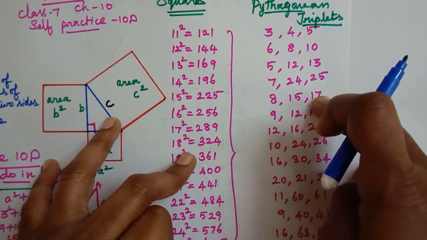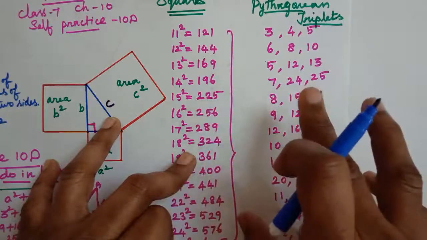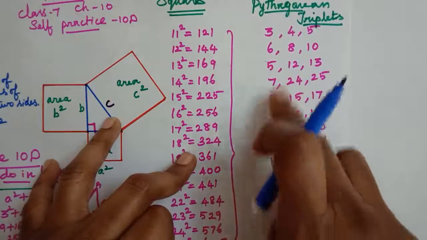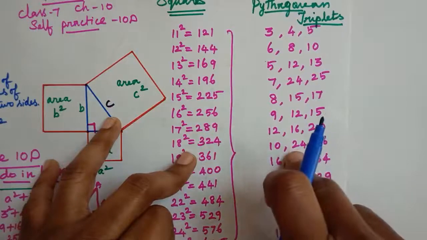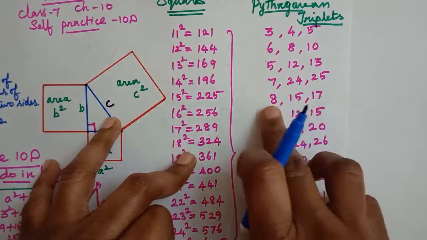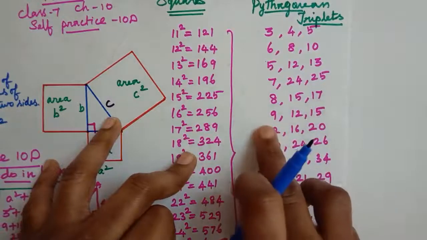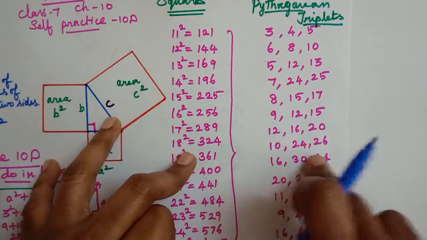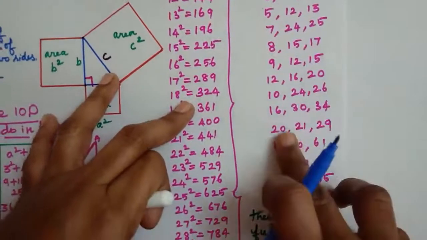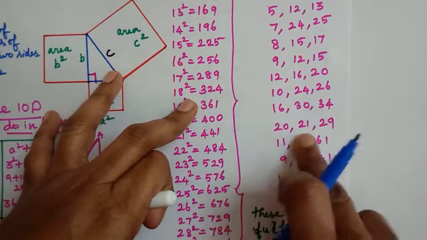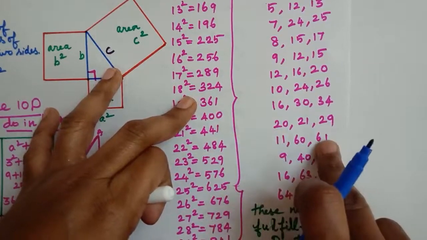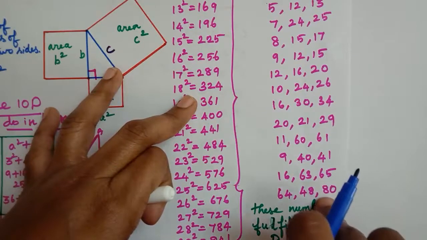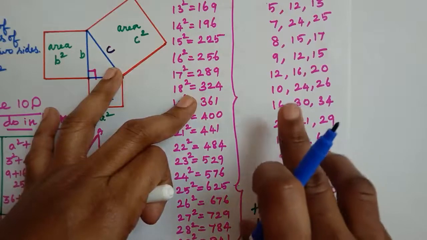These questions look like one-word answers, so you should write directly, but you should keep all these numbers in your mind. Then only you can find it very easily. So 8, 15, 17 and 9, 12, 15, here 15 is hypotenuse; 12, 16, 20; 10, 24, 26, here 26 is hypotenuse; then 16, 30, 34 is hypotenuse; 20, 21, 29 is hypotenuse; here 61 is hypotenuse, here 41, here 65, here 80. So I have written only some numbers here.